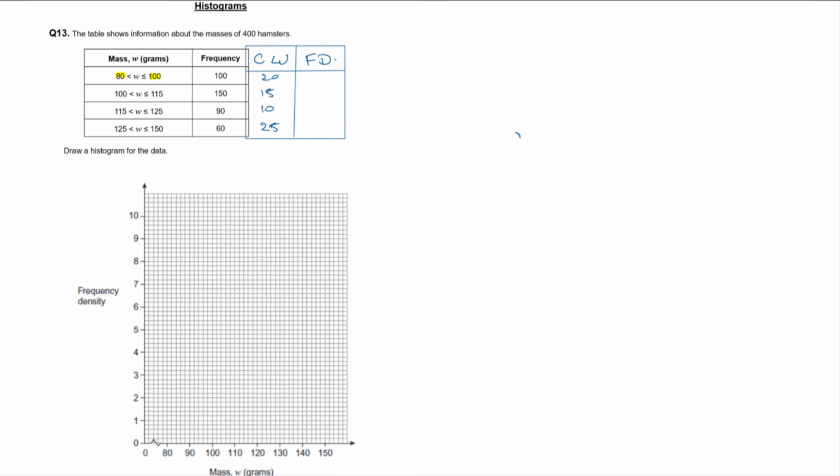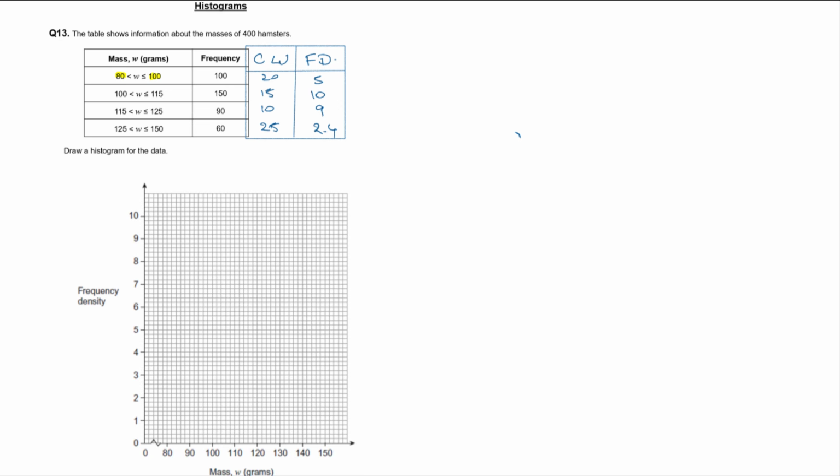So you'll notice that each one of these bars is a different width. Classic histogram. And then frequency density is frequency divided by class width. So 100 divided by 20, that's 5. 115 divided by 15, that's 10. 90 divided by 10 is 9. And 60 divided by 25, what's that? That's once, twice, and 10 25ths, which is 40 hundredths. So it's 2.4, isn't it?